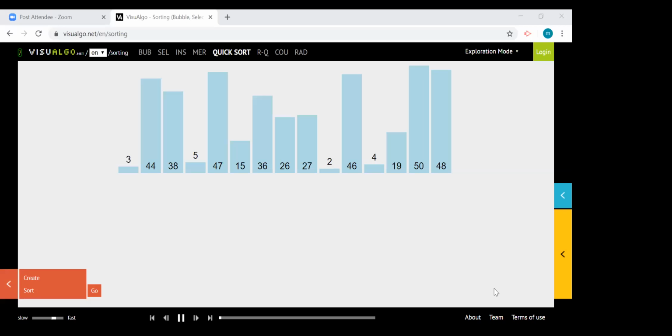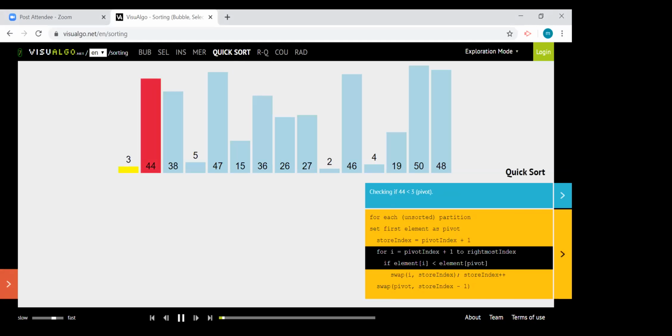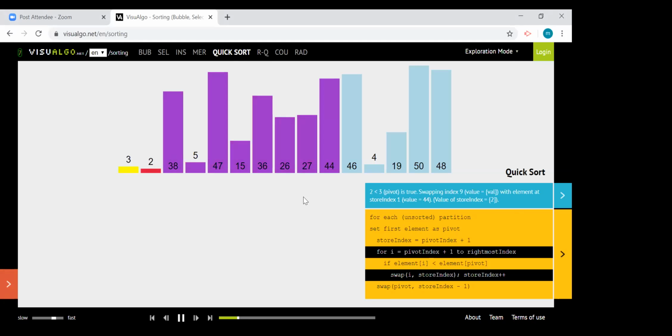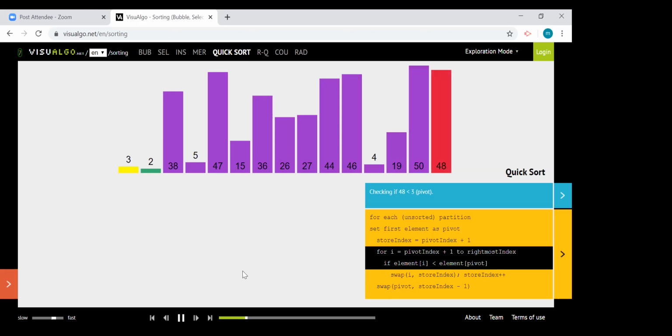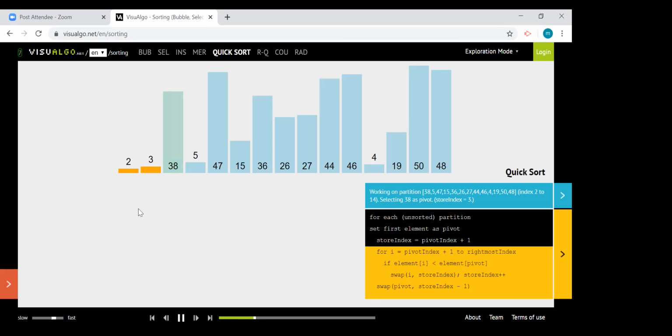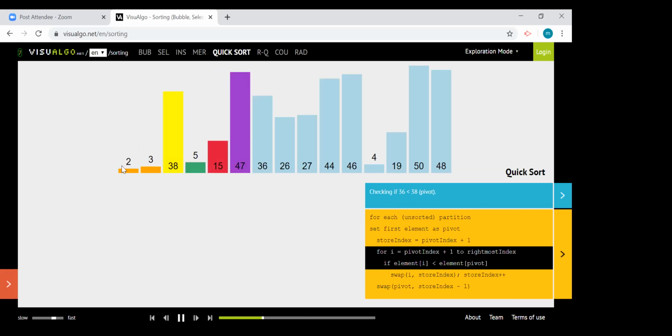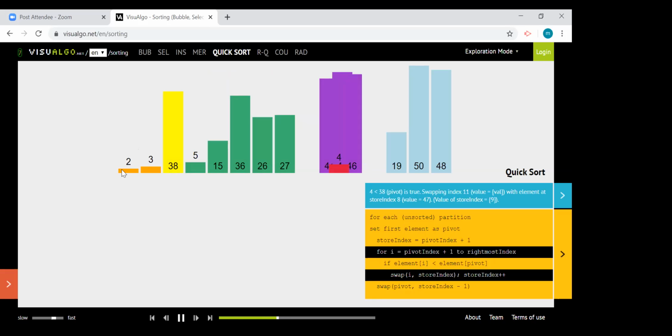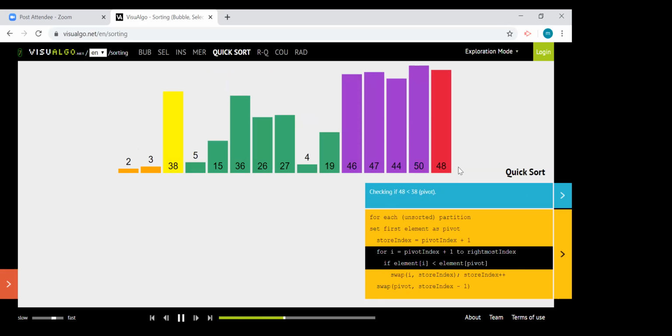Okay, so now I went to the visual algo place, and I went to quick sort. So again, I can just run it, and you can actually see how it works visually, and play with it. Here, just by the way, the pivot value, I think, was the left-hand side, not the right-hand side. No, sorry, it was the right-hand side.